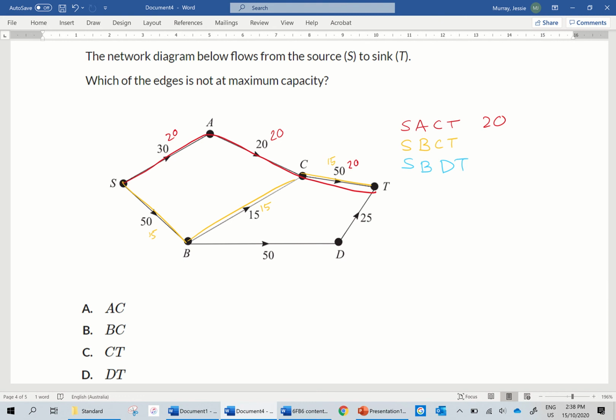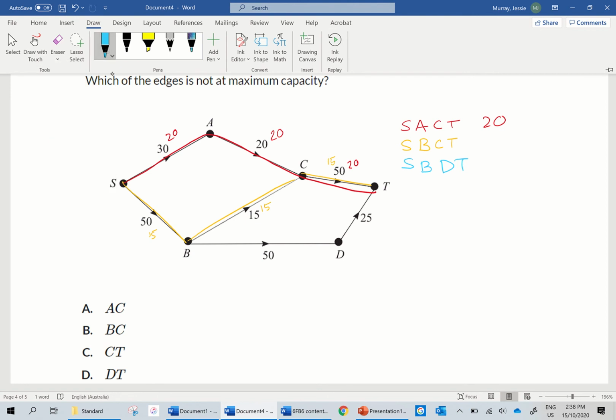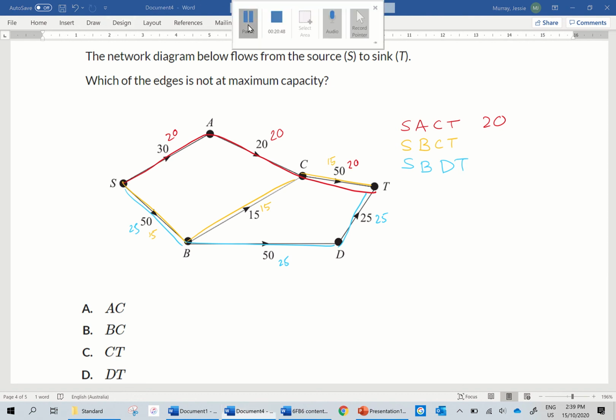Now this next one here, looking at my blue SBDT, the smallest pipe is 25. So only 25 can fit through. All right, so let's have a look now.